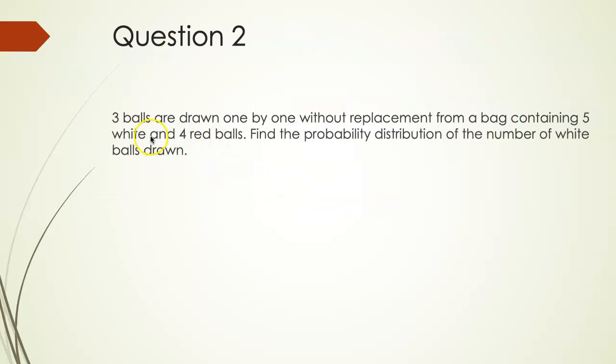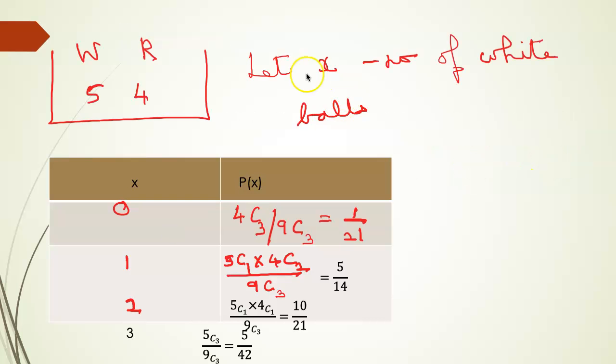Next question. 3 balls are drawn one by one without replacement from a bag containing 5 white and 4 red balls. Find the probability distribution of the number of white balls drawn. So we have 5 white and 4 red. Let x be the number of white balls. So we have a table here. This is x and this is probability of x.